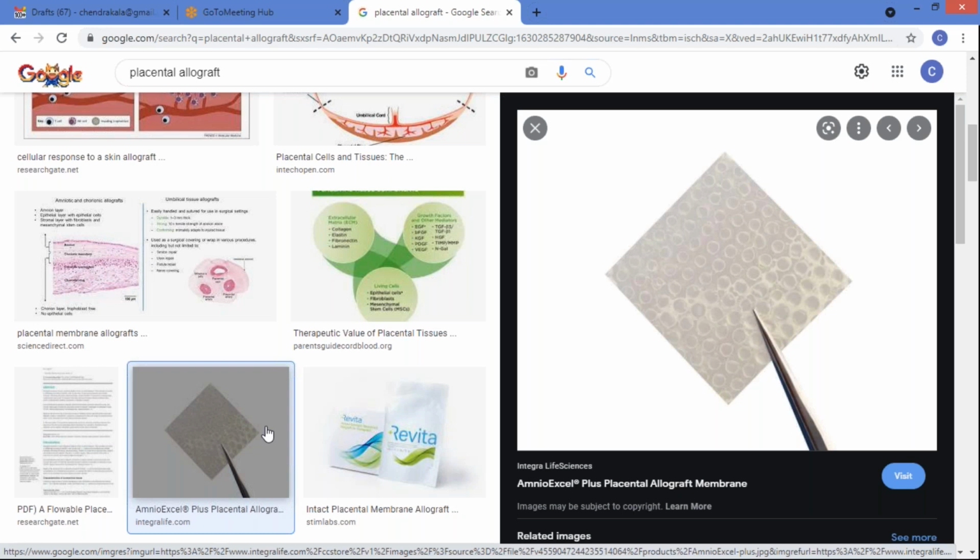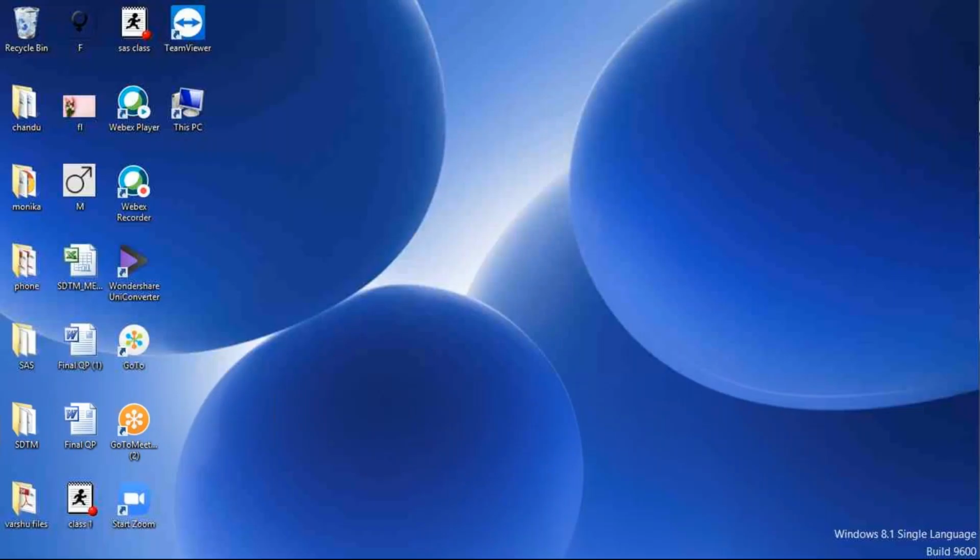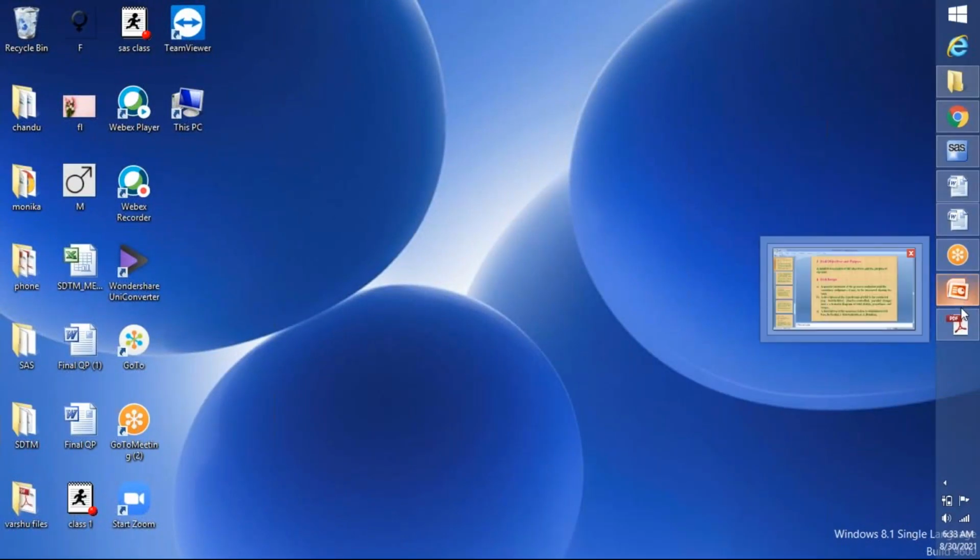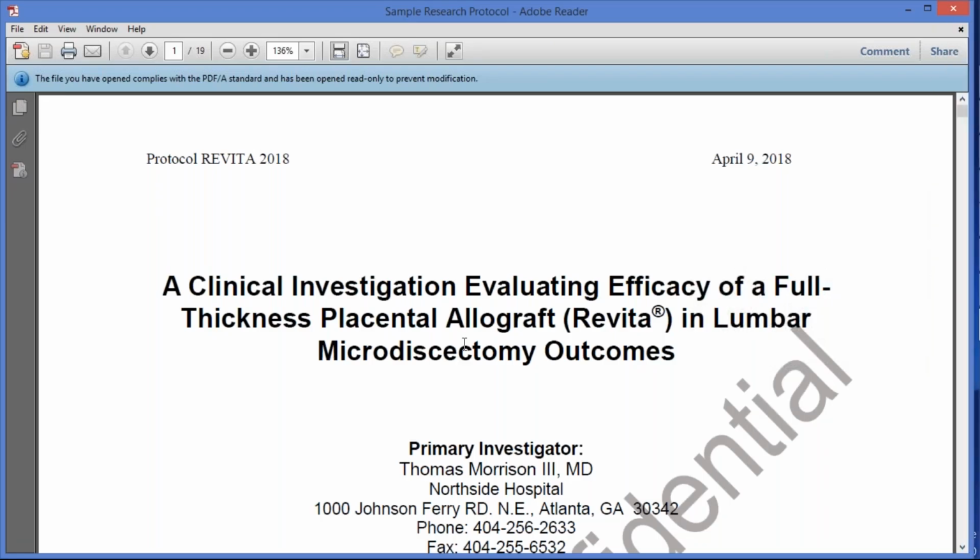So this is a tissue-based product. Do you understand the product right now? We are not experimenting on a drug. We are experimenting on an allograft, and that too, a product which is already in the market. Then why are we conducting the studies here?